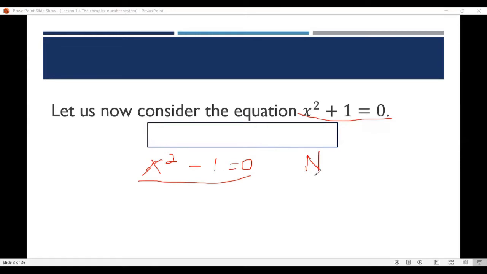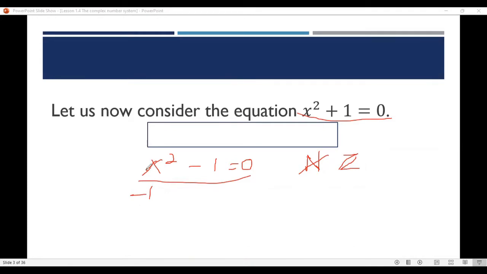So I think pwede, no? Yes po, 1. Pero yung negative 1 hindi na. So hindi siya solvable sa natural kasi negative 1 is not natural. Pero solvable siya sa integers.